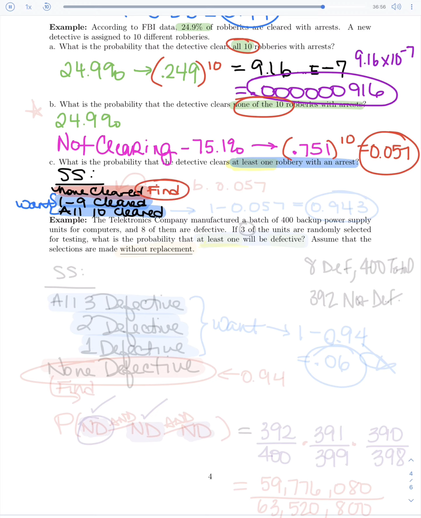Well, we actually did this. The probability of clearing none of them with arrest, which was what we did in problem B, we got what value? We got 0.057. What that means is what I do want will be its complement, which will be 1 minus what I got from problem B, which will be 1 minus 0.057, which will give us 0.943. And that's it.